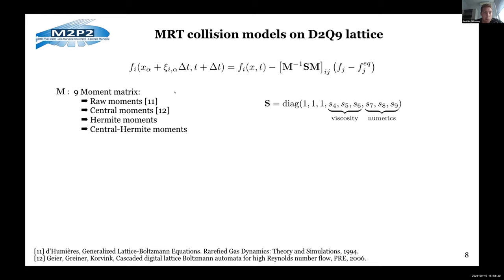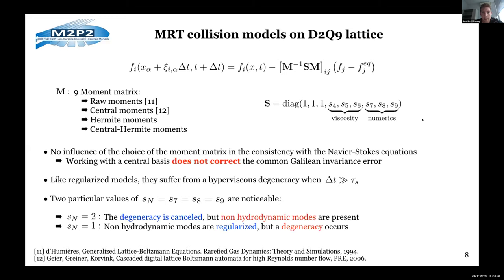And in the article, we tried several moment matrices, which are the raw moments, so the main standard moments, central moments, which are the raw moments that are shifted by the flow velocity, and also Hermite moments and central Hermite moments. And we also have S, which is the diagonal matrix of the relaxation times. So here, the three first coefficients of this matrix have no influence because they are related to collision invariance. The three next ones, S4 to S6, are related to the viscosity, so the bulk and the shear viscosity. And S7 to S9 are not expected to have any physical influence in the Navier-Stokes equation, so they are expected to have only a numerical influence on the simulation.